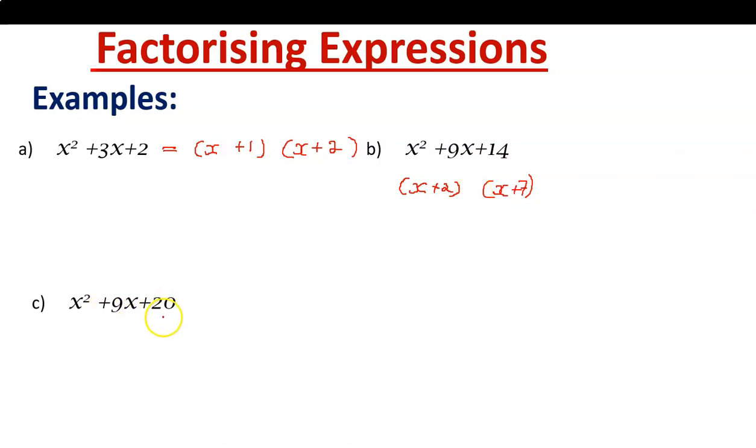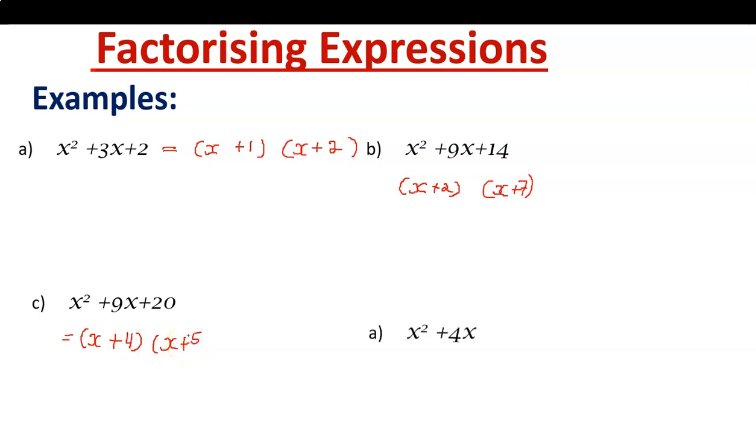Two numbers that, when I times them, give me 20, and when I add them, give me 9. What do you think those two numbers are? Add them, gives you 9. Times them, gives you 20. That's 4 and 5.